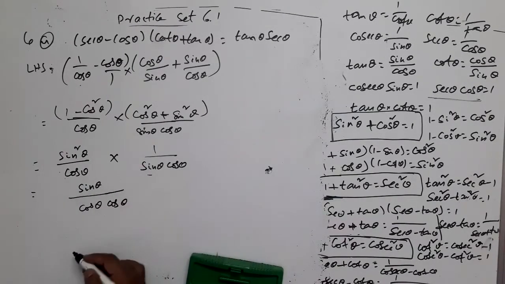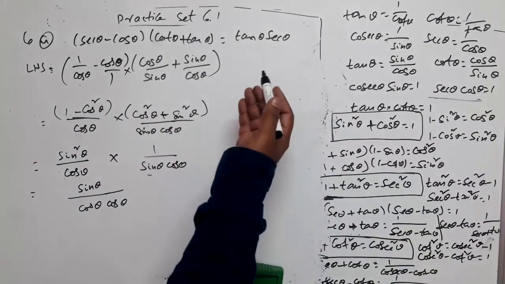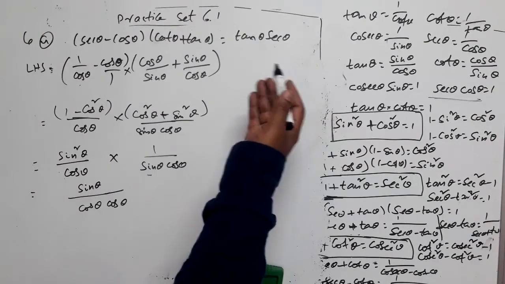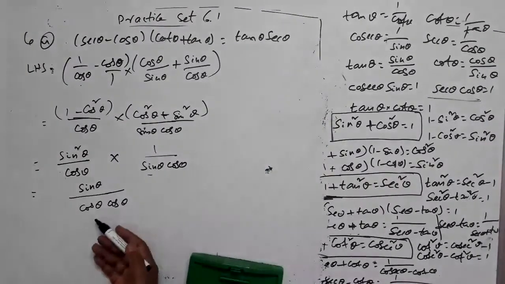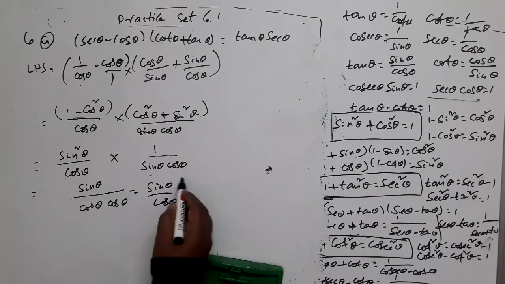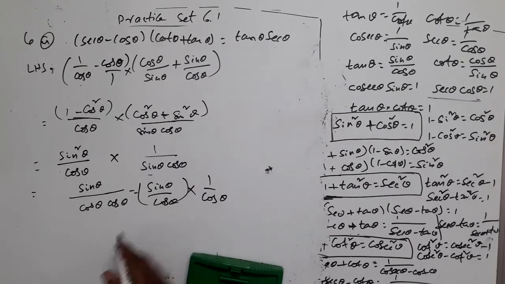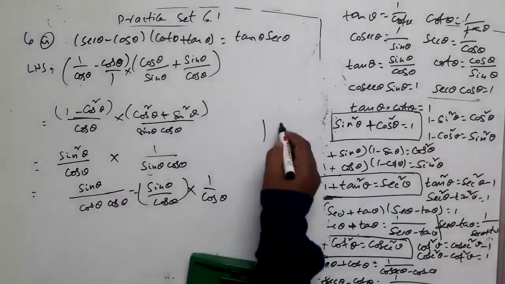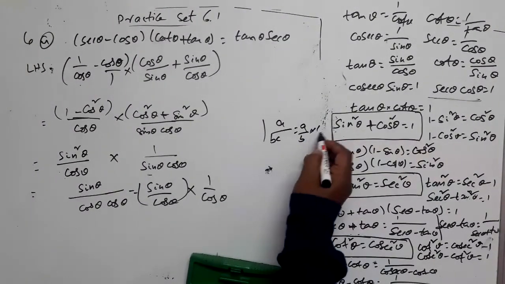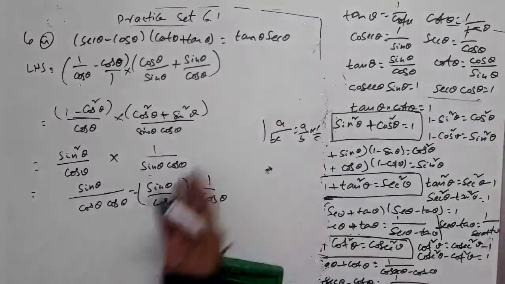I am not writing cos square theta because I know that my right hand side part is tan theta multiplied by secant theta. Secant theta is 1 by sin. Sorry, 1 by cos. Tan is sin by cos. Directly I am able to see them here. Yes, this I am writing separately: sin theta by cos theta multiplied by 1 by cos theta. Can I write like this? Yes. If I have A by BC, I am writing it as A by B multiplied by 1 by C. Can I write like this or not? Yes, because I want this. Because the right hand side part is this.